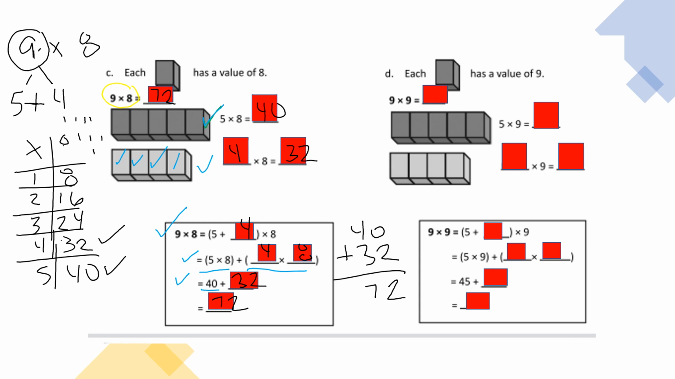All right, let's move over to 1D. This time our focus equation is 9 times 9. All right, now it says each unit has a value of 9. So we'll go ahead and write our equation up here. We'll use a number bond to break apart our 9 into 5 plus 4. So this time we'll be focusing on the two equations that live inside of 9 times 9 as being 5 times 9 plus 4 times 9.